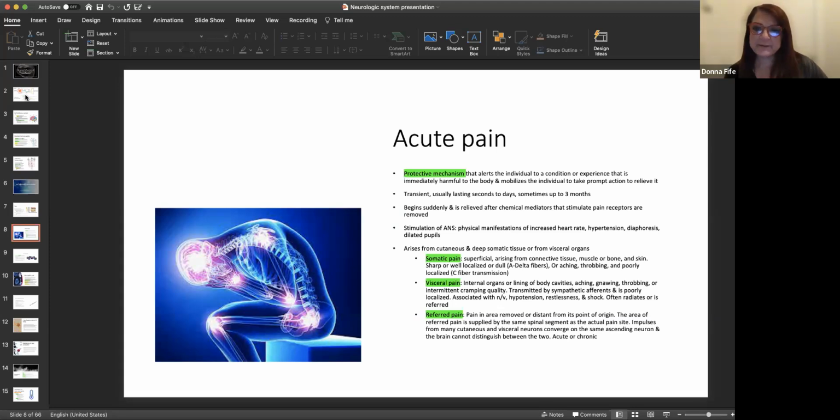Now, referred pain, this is pain in the area removed or distant from its point of origin. The area of referred pain is supplied by the same spinal segment as the actual pain site. That's why you feel it in a different area. The impulses from many cutaneous and visceral neurons converge on the same ascending neuron, and the brain cannot distinguish between the two. And referred pain can be with acute or chronic pain syndromes.